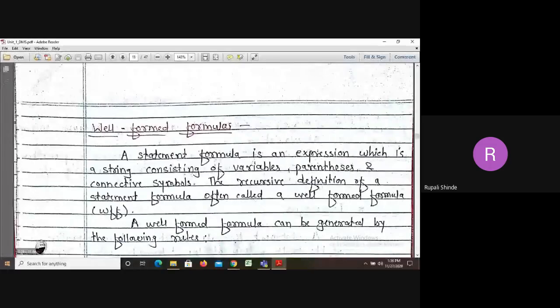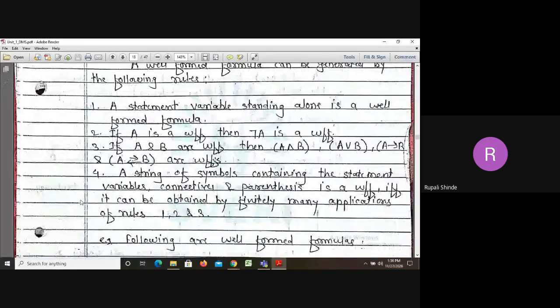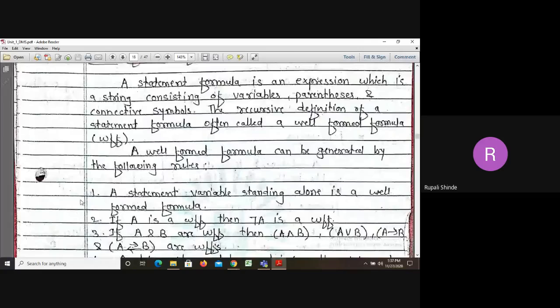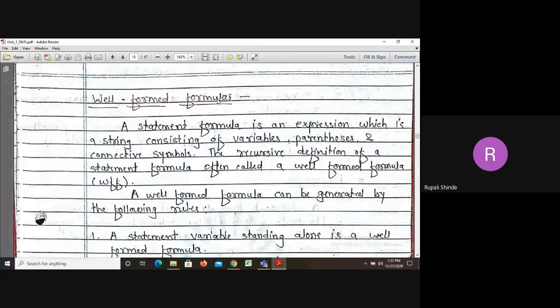Okay. Now the next part is the well-formed formula. This is very important because in each and every question paper they have asked questions based on this well-formed formula. So what is this well-formed formula, and how to check whether a given sentence or statement is a well-formed formula or not? So there are certain rules. With the help of those rules, we can check whether it is a well-formed formula or not.